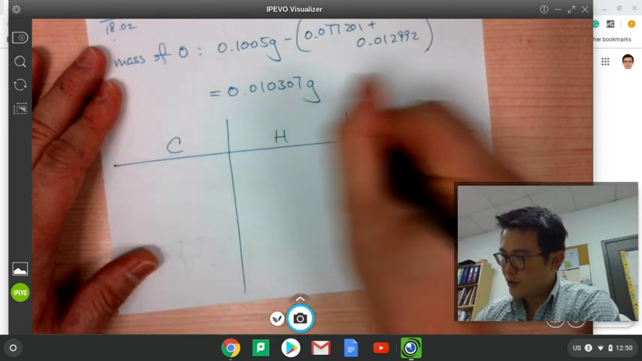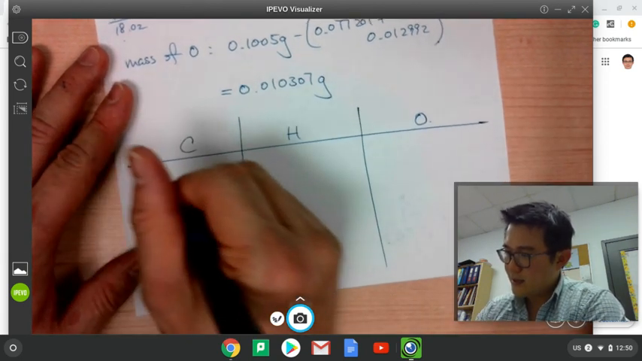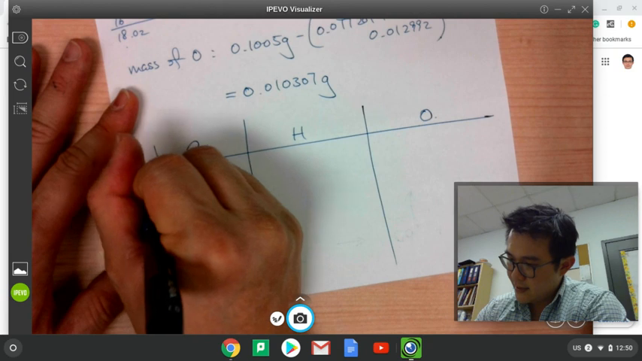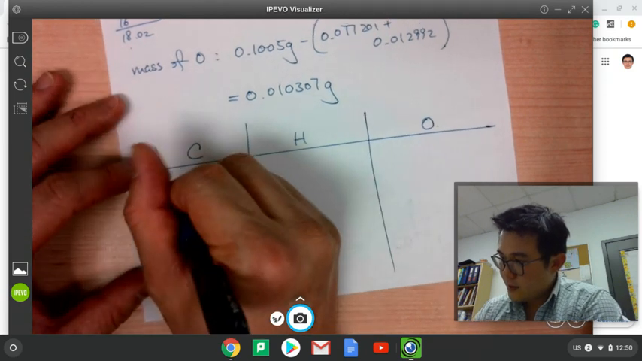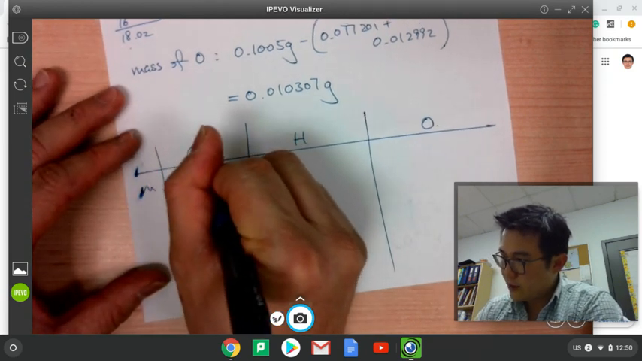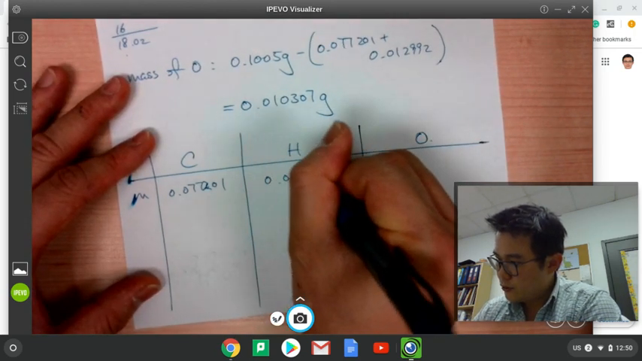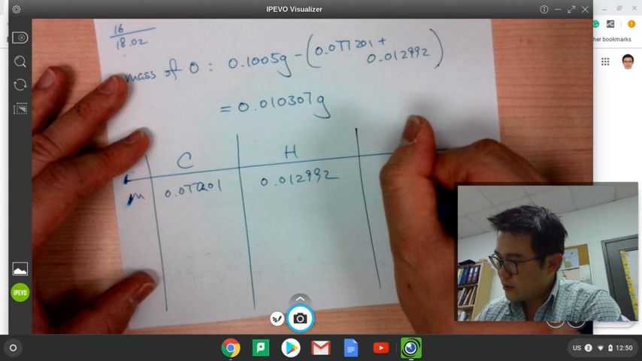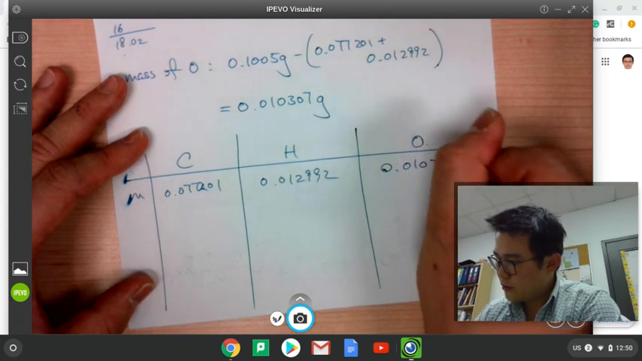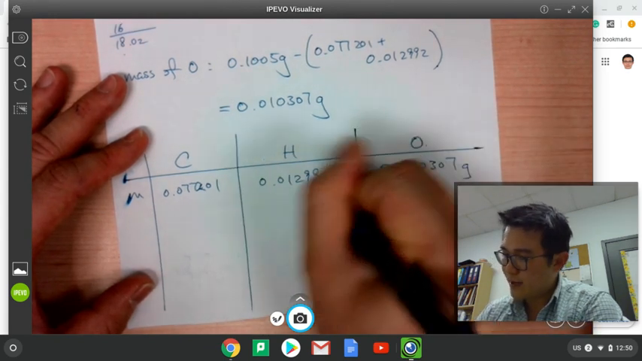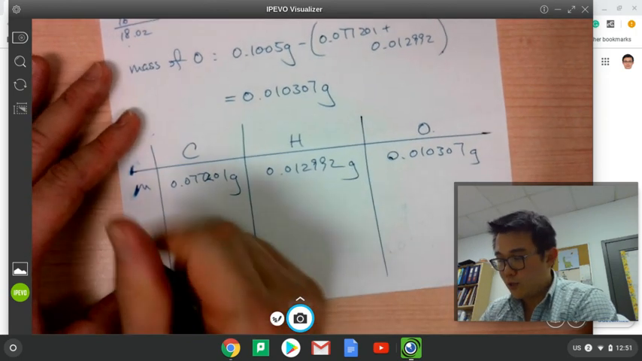Carbon, hydrogen, oxygen. So in this case, the masses are 0.077201, 0.012992, and 0.010307. All these are grams, right? We want to convert them into moles.